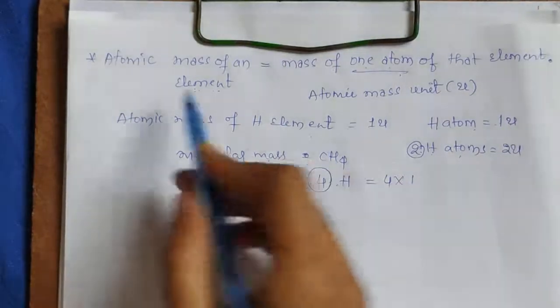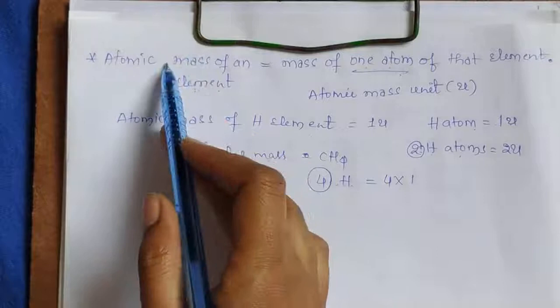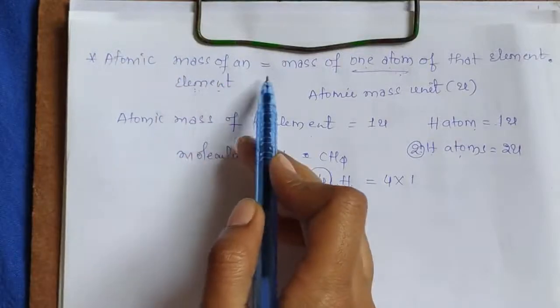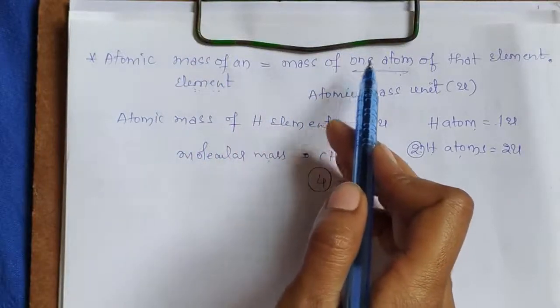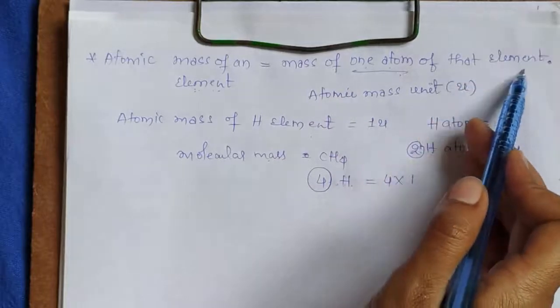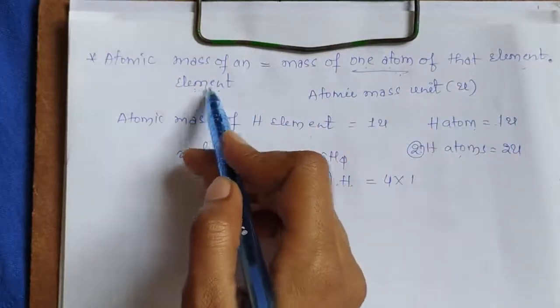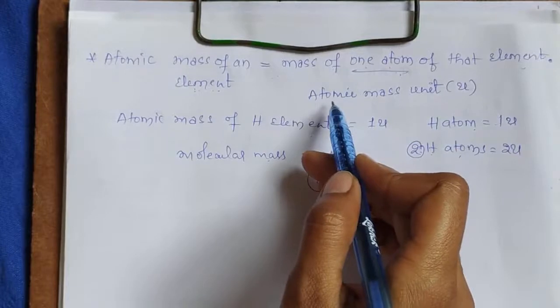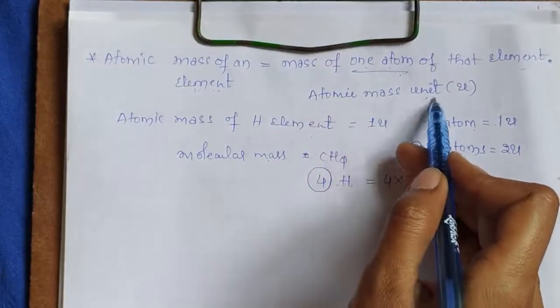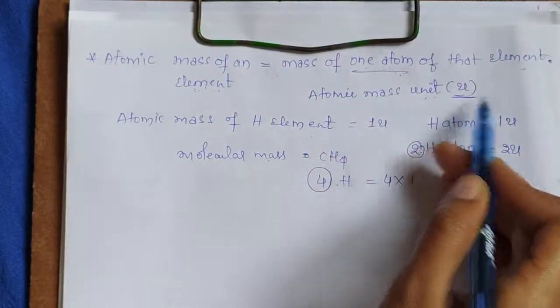Okay, so remember this, it is very important. Atomic mass of an element is equal to the mass of one atom of that element. Here atomic mass of an element is expressed in terms of atomic mass unit. Its symbol is small u.